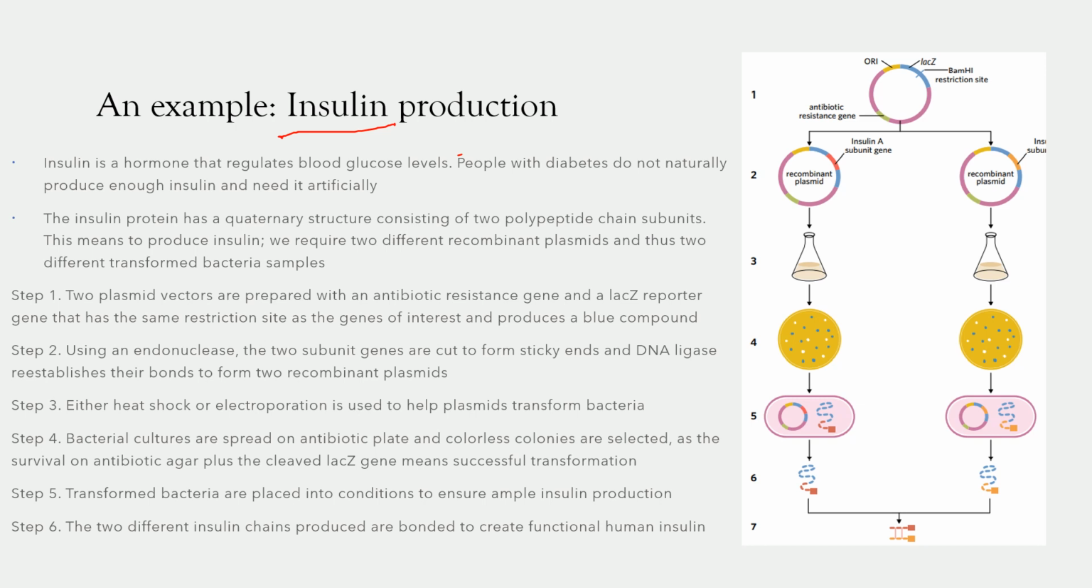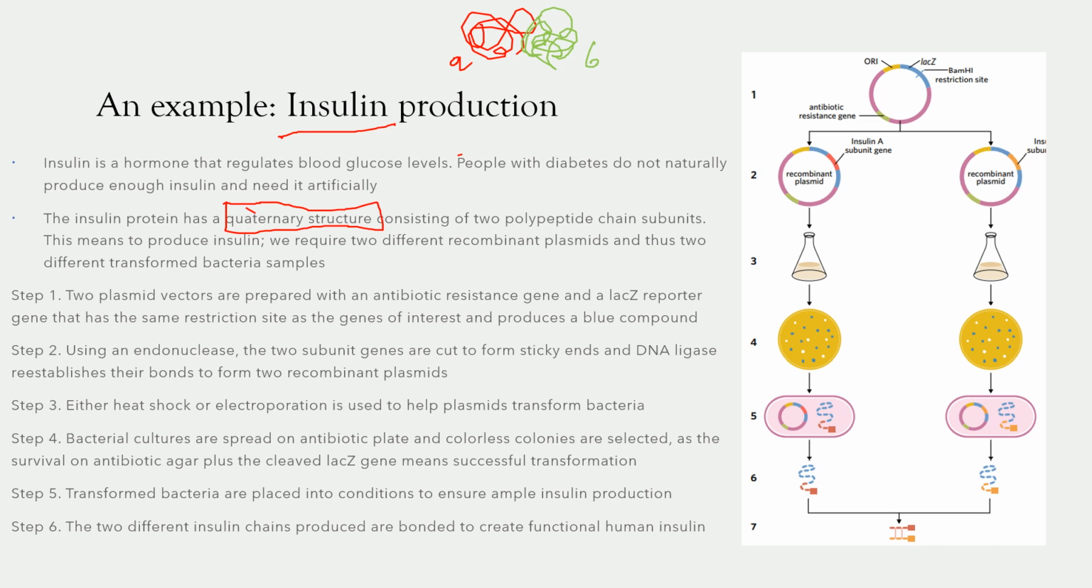This insulin protein has a quaternary structure. Remember from the very first video you watched what that means. A quaternary structure means that it has more than one tertiary structure joined together. Insulin is actually composed of two separate tertiary structures. We've got the alpha structure and we've got the beta structure.